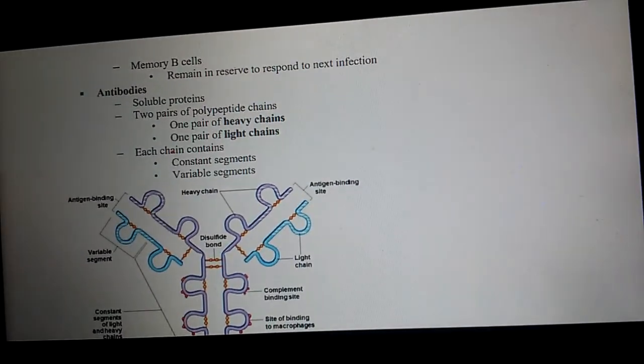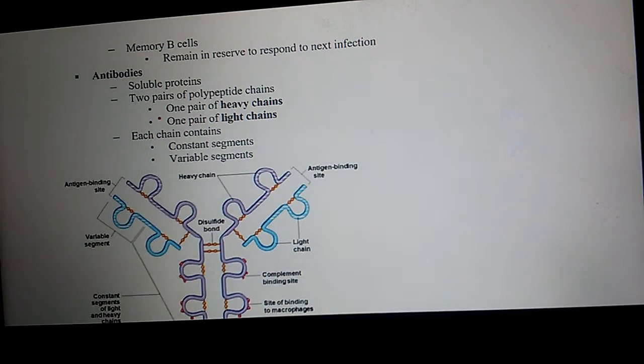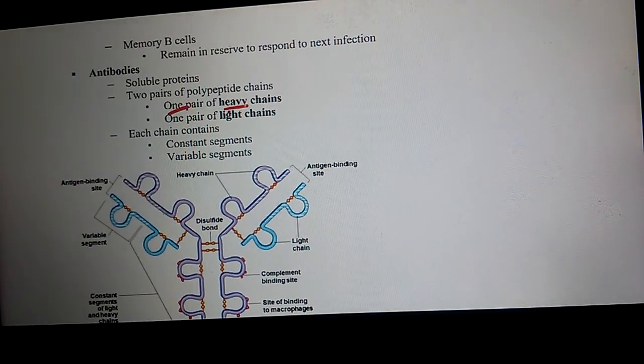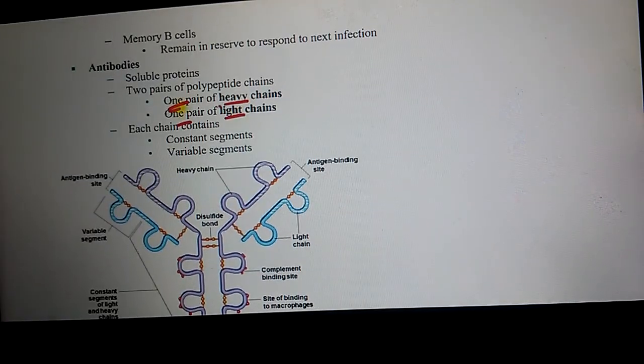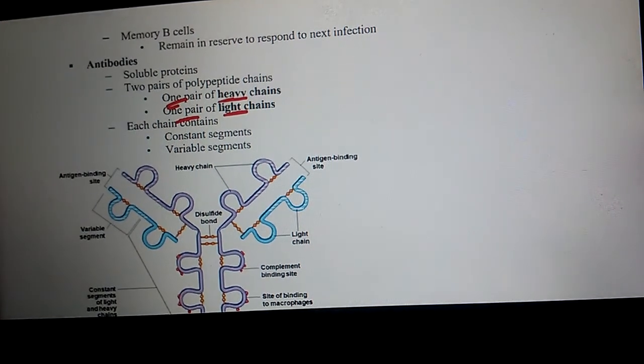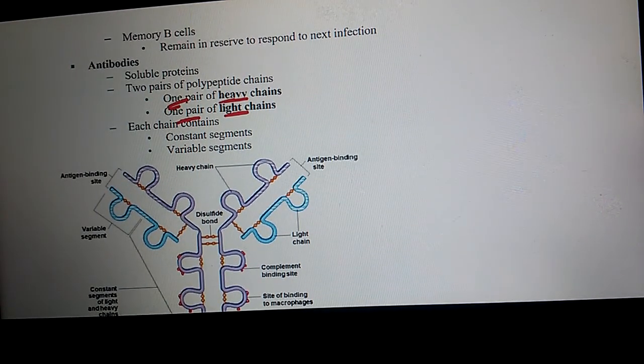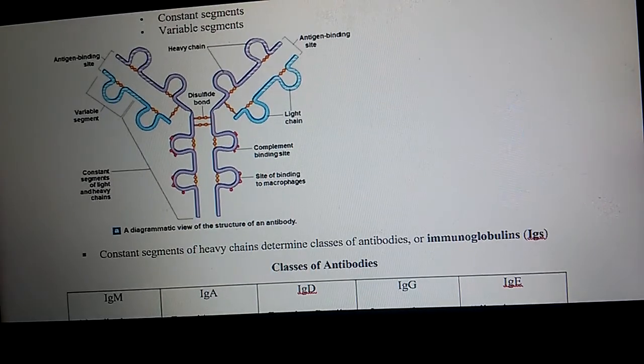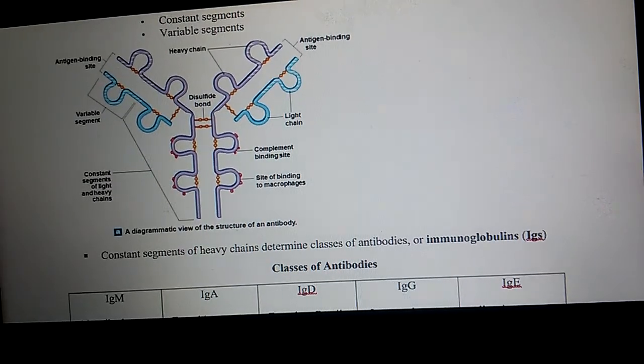How many chains are there to an antibody? One pair of heavy, one pair of light. Okay? What shape is it? If you're going to say what letter it looks like, a what? Y. Okay?